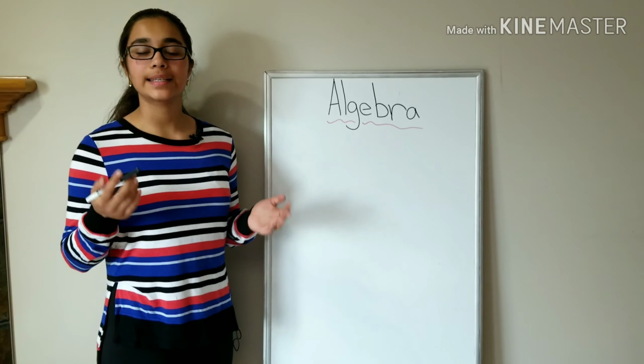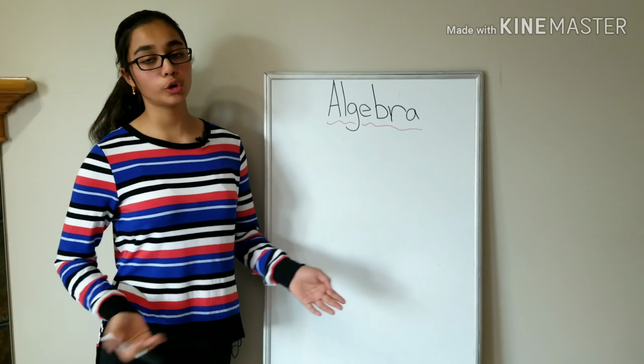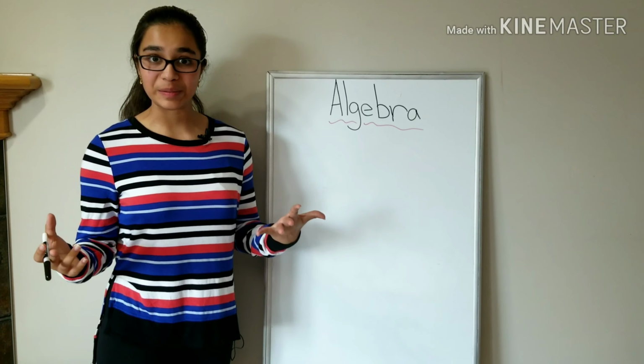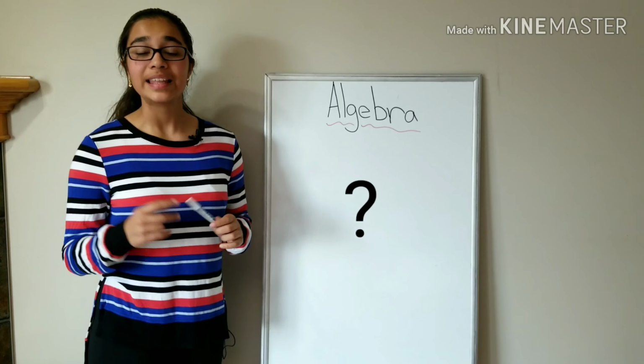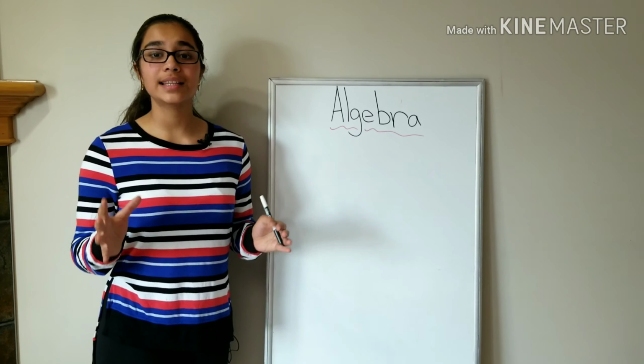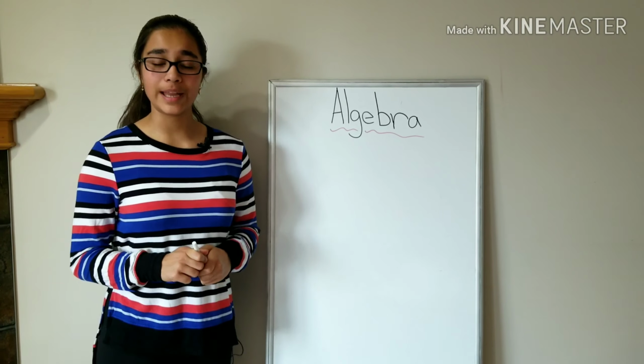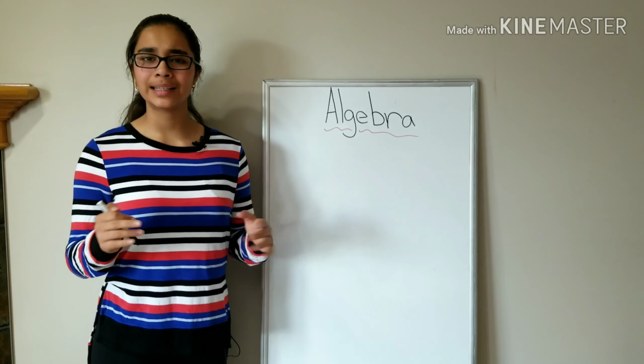Today we're going to be discussing algebra. Algebra is a whole new branch of math because it introduces a new element, the element of the unknown. This element of the unknown is a letter of the alphabet, and the most commonly used letter of the alphabet is X. Now, let me give you an example.